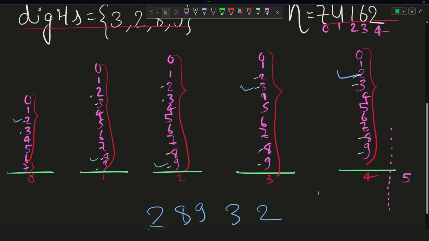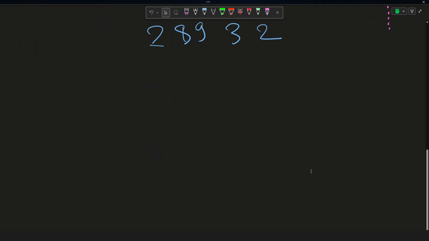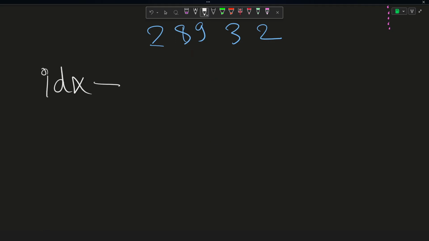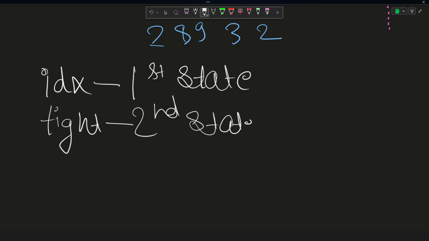So let us now try to understand what states will be required in order to write this recursion. As you might have guessed, the first state that will be required here is nothing but the idx, because each time we are moving forward and the index is changing, right? So that's why this index will be our very first state. The second state here will be nothing but this type, because it is helping us to determine at what digits we can fill a particular block. So this will be our second state, right? This will be a boolean type and this will be an integer type, right?